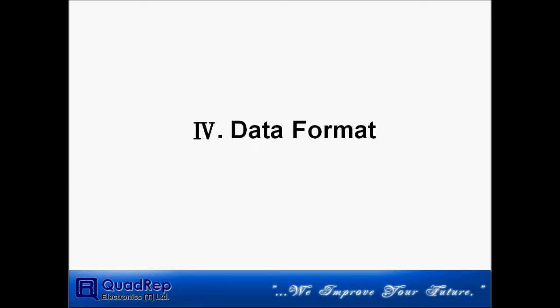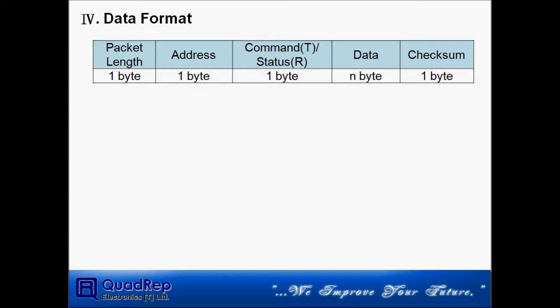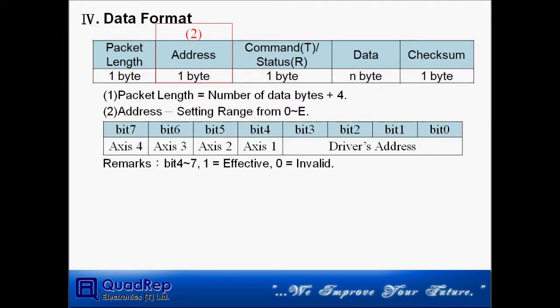Now we start to introduce the data format. No matter whether we send the command or receive the ACK, the data format is fixed. We divide the data into 5 parts. Package length defines the number of bytes we use. We can set 16 kinds of address, and the effective axis we should set by bit 4 to 7.